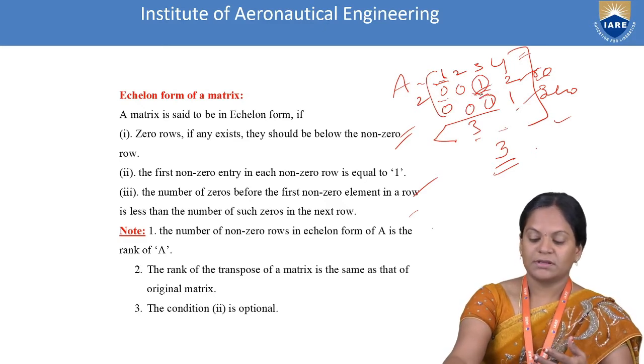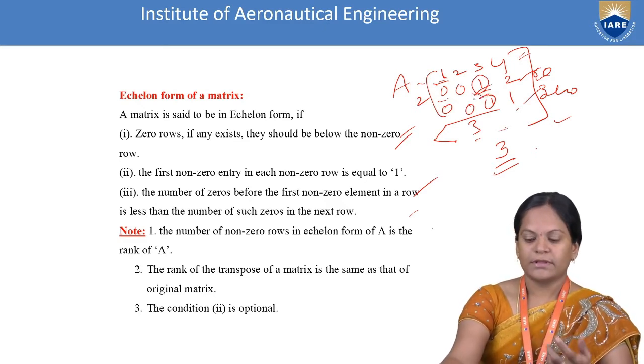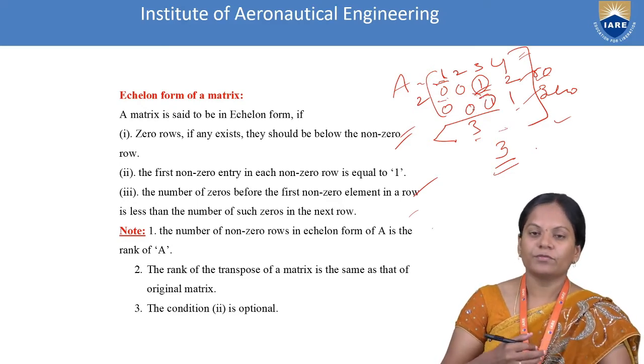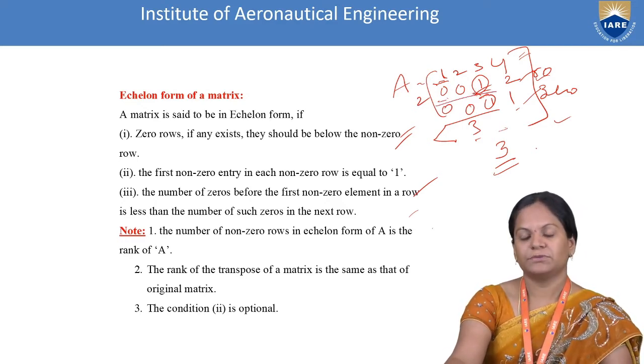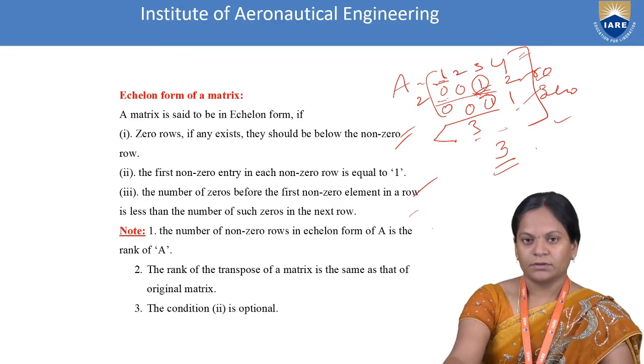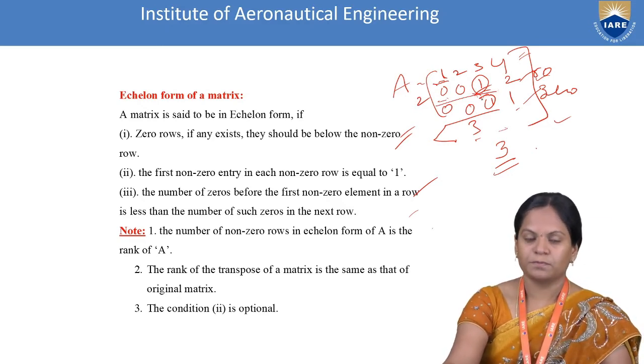Sometimes we take it as it is, another 1 also, so there is no change. But for our convenience, we make the non-zero element in a non-zero row equal to 1. This is our convenience only. We'll change that into 1. So the second condition is optional here.